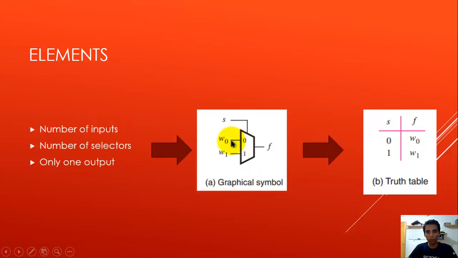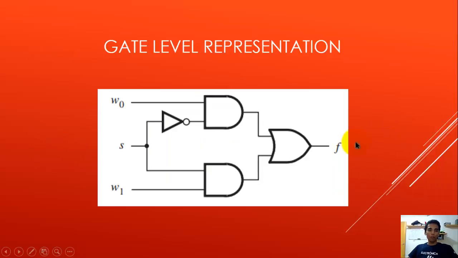Here we have a 2 to 1 MUX. We just have one selector because the selector can be 0 or 1. So those are 2 options, so the one selector is necessary to select both inputs. Here is the truth table for the element, and here is the schematic representation of the MUX.